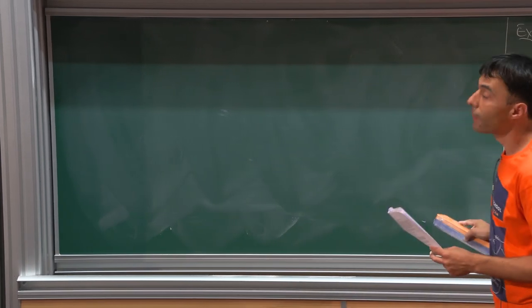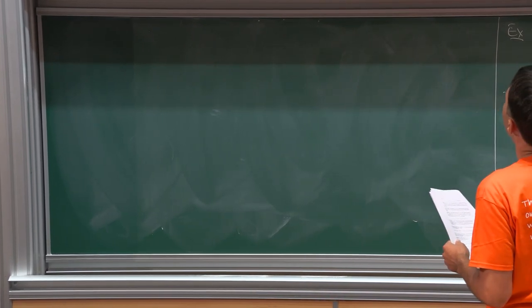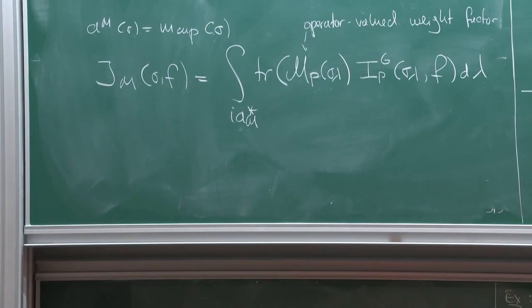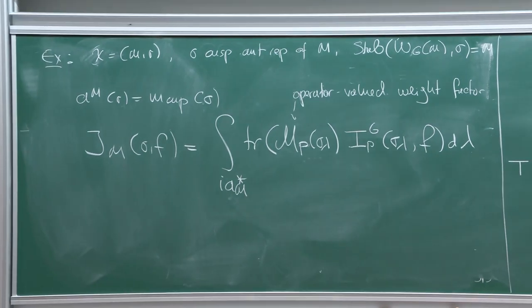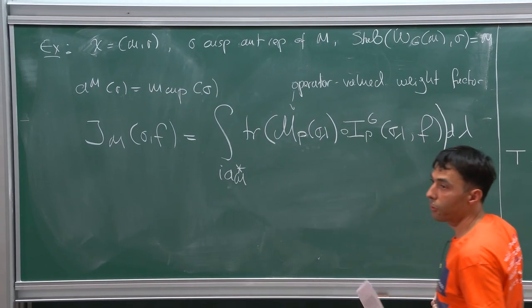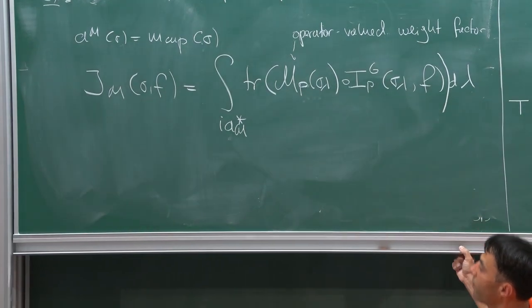Say again? In your example, how do the brackets go? Like, is the trace wrapping both terms or just the operator valued? Oh, yeah, I missed the bracket on the end of it. Thank you. So you're composing those two operators and you're taking their trace.